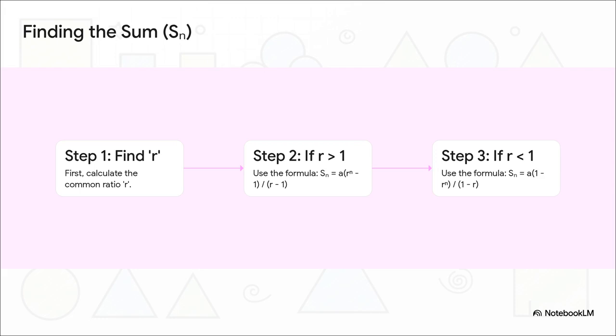Now, here's the thing. When it's time to find the sum, you have to make one really important decision first. And it all boils down to R. You see, there are 2 different formulas, and which one you use depends on whether the absolute value of R is bigger than 1 or smaller than 1. Picking the right formula right from the start, like you see on the slide, is the absolute key to getting the right answer and not making a silly mistake.